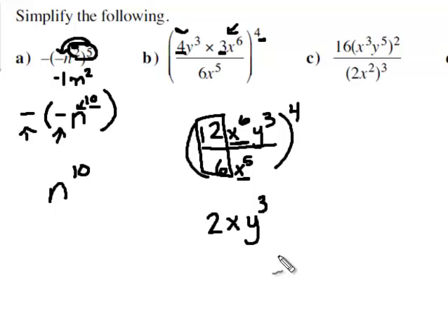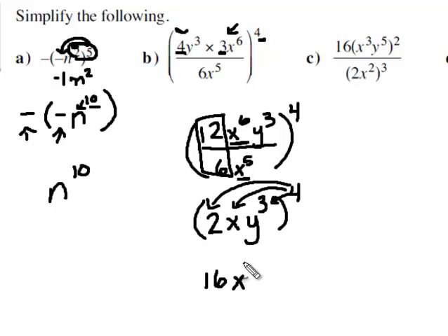Now because I took that extra time to simplify everything within the brackets, now when I apply the external exponent of 4, my work is a lot easier. Don't forget though that the 4 still has to apply to the 2, the x, and the y. So 2 to the 4th power is 16, x to the 1 times 4 is 4, and y, I'll take the 3 and multiply it by the 4 to get 12.